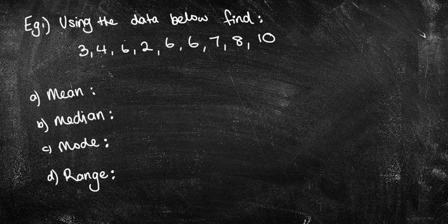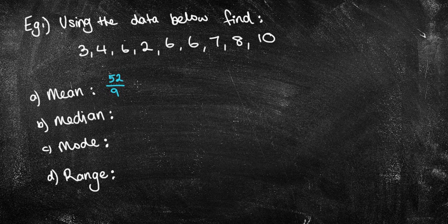So hopefully for the mean, you added these numbers together. So 3 plus 4 is 7, plus 6 is 13, 14, 15, 21, 27, 34, 42, 52. That means we have 52 divided by 1, 2, 3, 4, 5, 6, 7, 8, 9. 52 divided by 9.